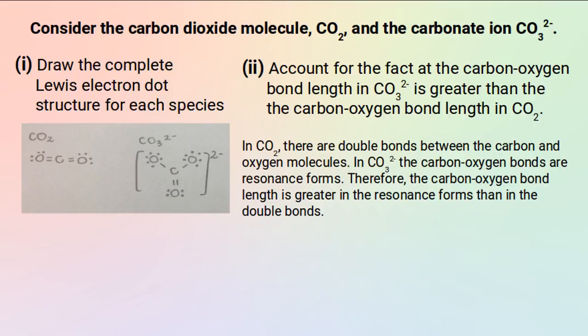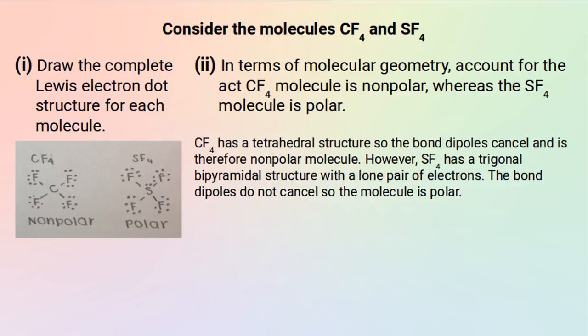For part 2, account for the fact that carbon-oxygen bond length in CO3 2- is greater than the carbon-oxygen bond length in CO2. So in CO2, there are double bonds between the carbon and oxygen atoms, while in CO3 2-, the carbon-oxygen bonds are resonance forms. Therefore, the carbon-oxygen bond length is greater in the resonance form than that in the double bonds. B. Consider the molecules CF4 and SF4.